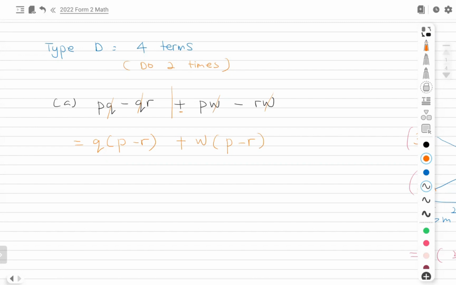You have 2 same bracket, right? P minus R, then P minus R at the back. So that is one of the factorization. The second one will be you combine Q plus W, because P minus R already repeated. So we take it down. Then the second one, we join Q plus W. And that's it, what it means. 4 terms, we do 2 times. We factorize 2 times. Then we combine together.